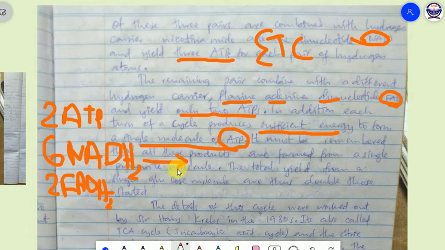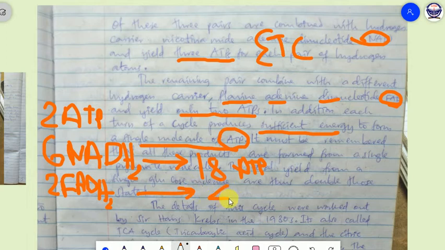These 6 NADH entering the electron transport chain, every NADH will release 3 ATP. So this is equivalent to 18 ATPs, as we shall discuss in the electron transport chain. Also these 2 FAD entering, every FAD gives at least 2 ATP.